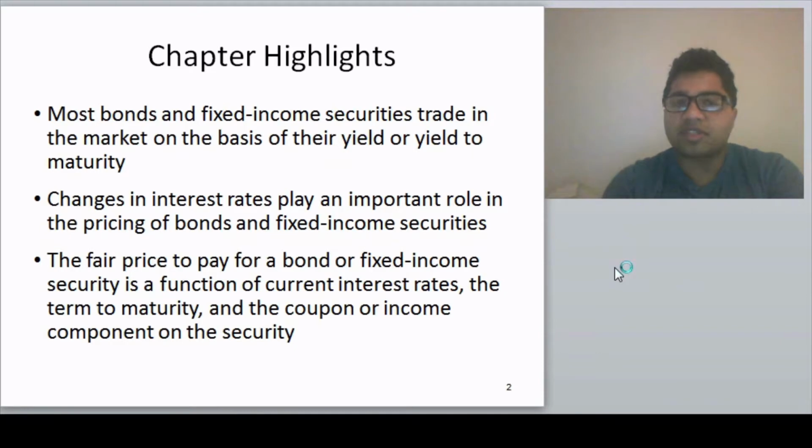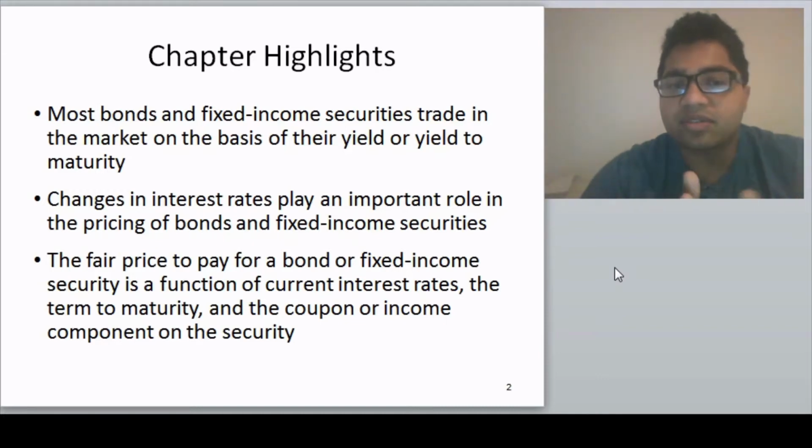In this chapter 7, we are going to discuss fixed income securities, pricing and trading. So the highlights of this chapter are: most bonds and fixed income securities trade in the market on the basis of their yield or yield to maturity. So understanding what yield to maturity is, is very important. Changes in interest rates play an important role in the pricing of bonds and fixed income securities. The fair price to pay for a bond or a fixed income security is a function of current interest rates, the term to maturity, and the coupon or income component on the security.